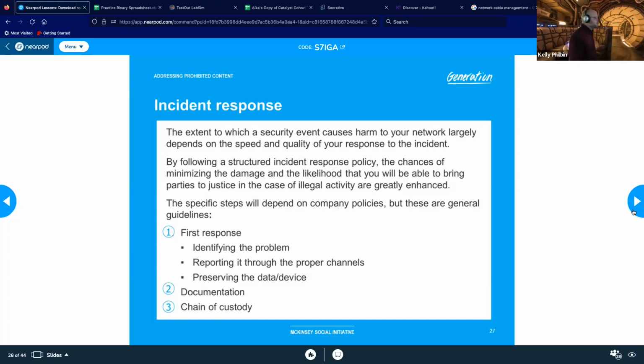All right. So incident response. This would be a security event. It could fall into a bunch of different categories, but this is something that could possibly cause serious harm to your network. And depending on the risk, that would determine the speed and quality of the response that you need to have towards it.